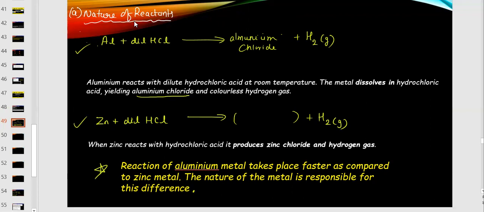The reason behind this is that in our previous lecture I had given you the list of the elements, and as you go down, the reactivity of the element decreases. So if you consider aluminum and zinc, you will see that aluminum is more reactive than zinc. Aluminum is more reactive than zinc. That is the reason the reaction of aluminum metal takes place faster as compared to zinc metal. Okay, so this point is clear. Let's begin with the second point.